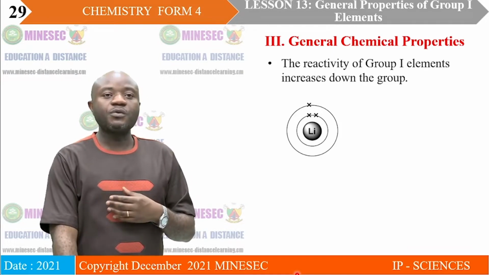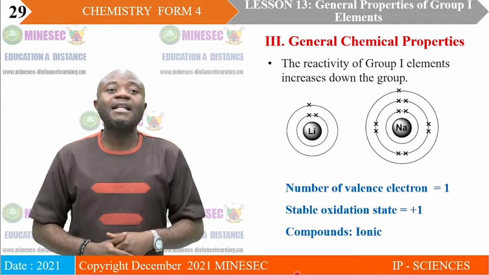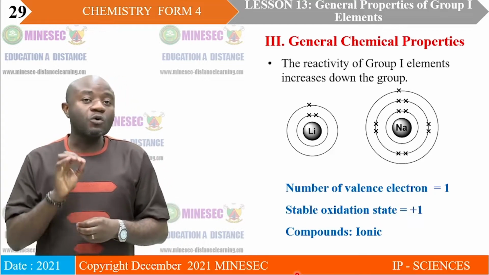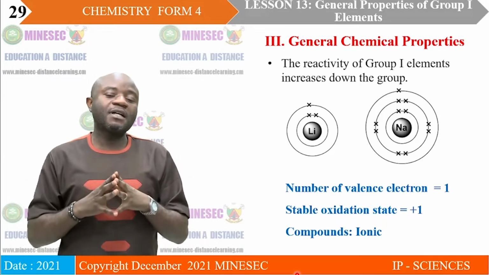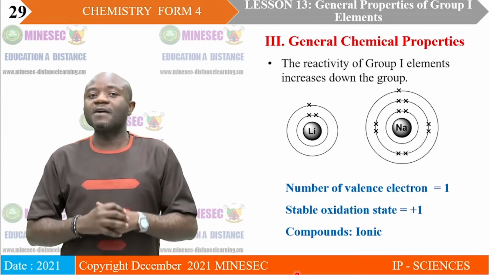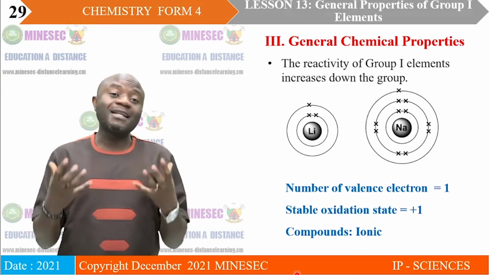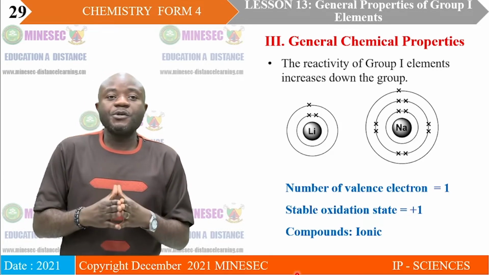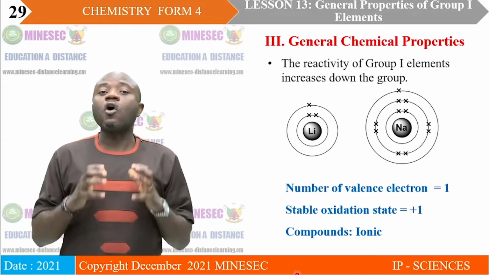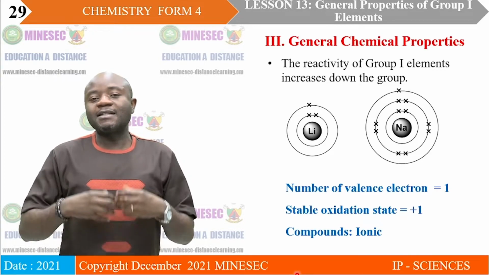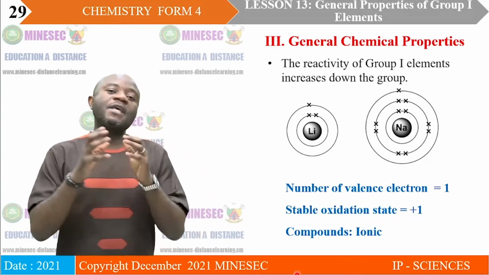We have the electronic configuration of lithium, indicating that lithium has 1 electron on the outermost shell. We also have the electronic configuration of sodium, also indicating that sodium has 1 electron on the valence shell. And because group 1 elements have 1 electron on the valence shell, they easily lose that electron, and that's what we call electropositivity, and the result is the formation of ions. So group 1 elements exhibit a stable oxidation state of plus 1, and that oxidation state is the result of them losing the single electron that they have on their valence shell.